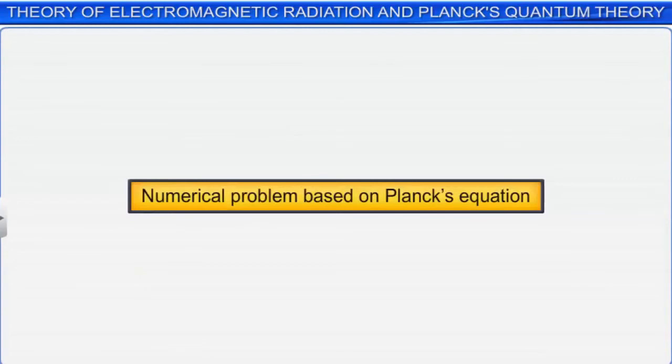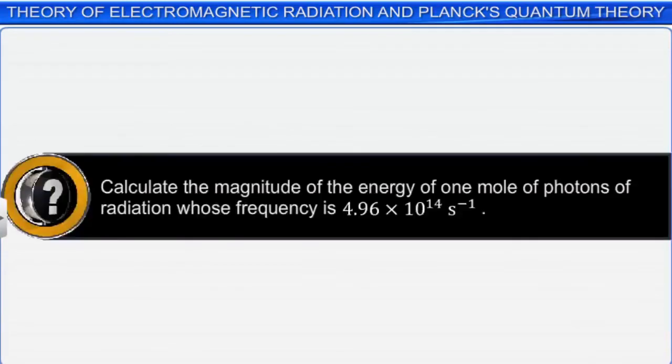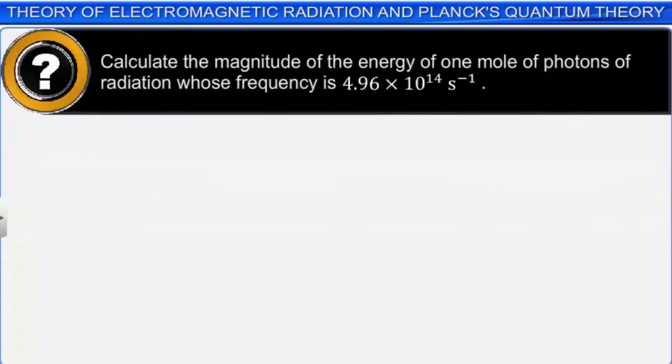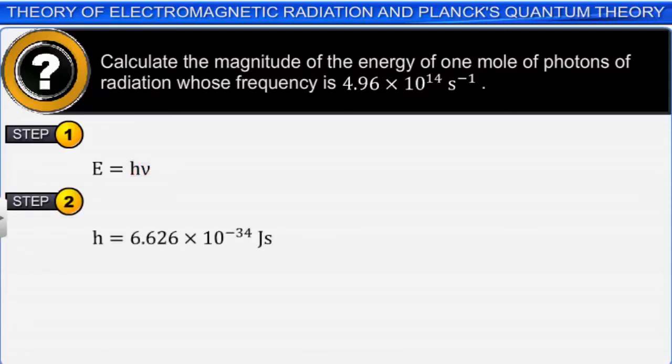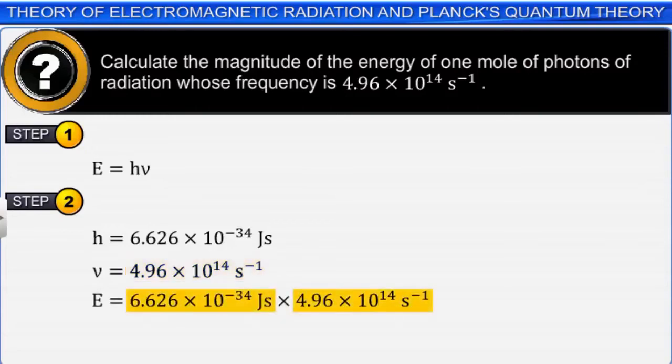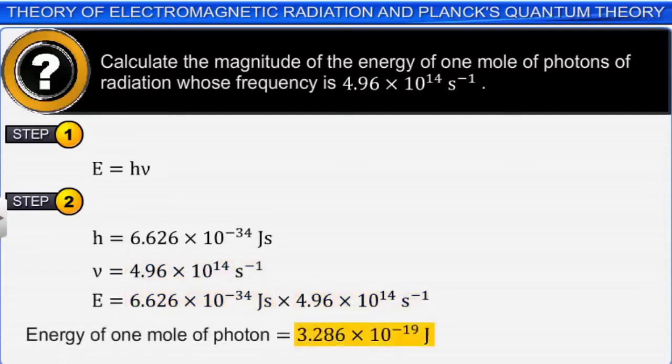Now let us solve a numerical problem based on Planck's equation. Calculate the magnitude of the energy of 1 mole of photons of radiation whose frequency is 4.96 multiplied by 10 raised to the power of 14 per second. The first step involves writing the expression for the energy associated with one photon, that is, E equals h nu. In the second step, let us substitute the values of h, that is, 6.626 multiplied by 10 raised to the power of minus 34 joule/second, and the given value of frequency, that is 4.96 multiplied by 10 raised to the power of 14 per second. On substituting and solving, finally, we get 3.286 multiplied by 10 raised to the power of minus 19 joules.